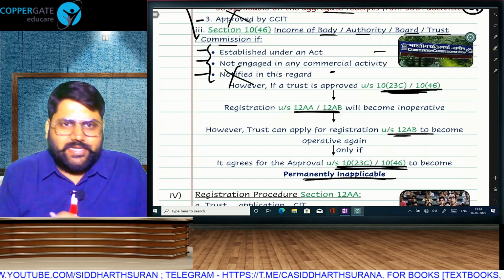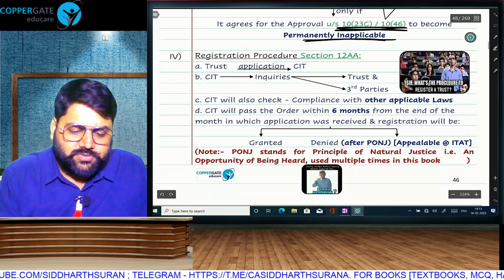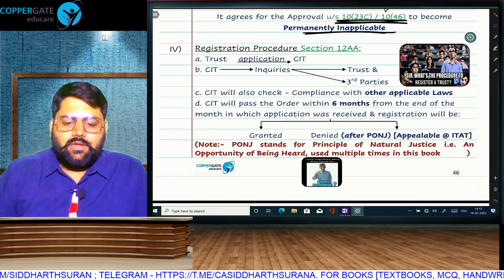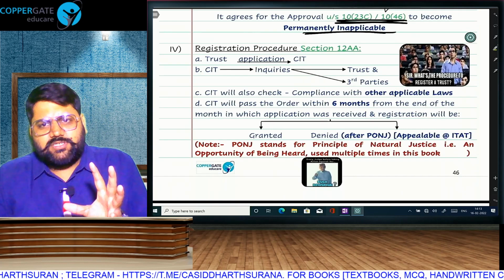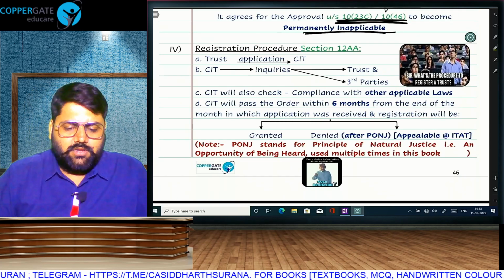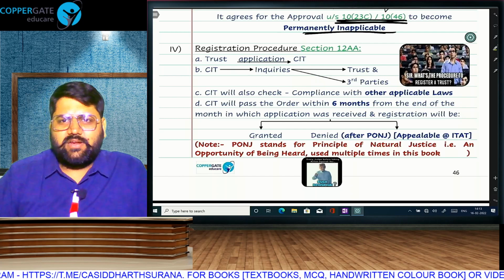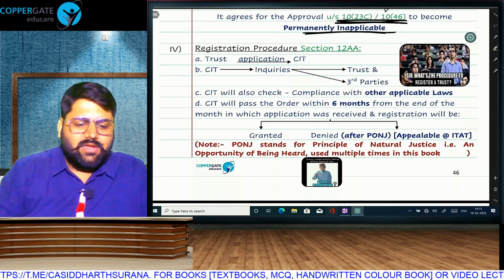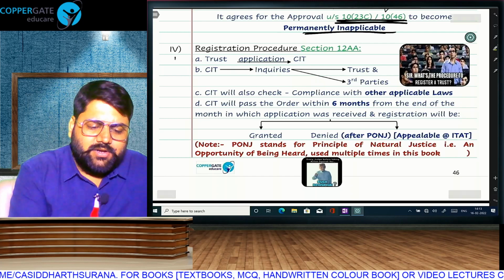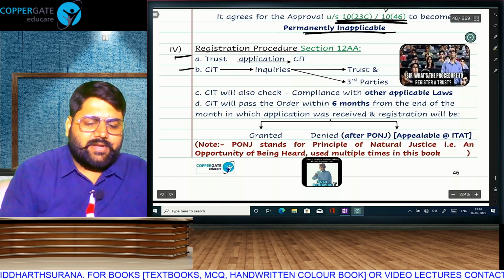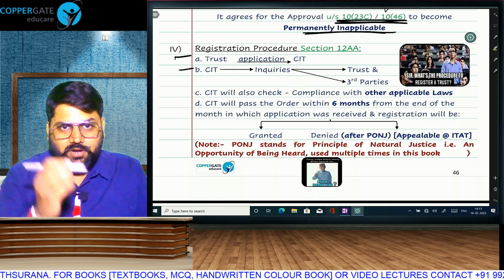That's our rule for registration under 12A, for which the procedure is given in 12AA. This was the old procedure, and now we have a new procedure. Actually you should focus only on 12AB, but very quickly, earlier it was a very small procedure. Trust will make application, CIT you have to apply. We already saw that.